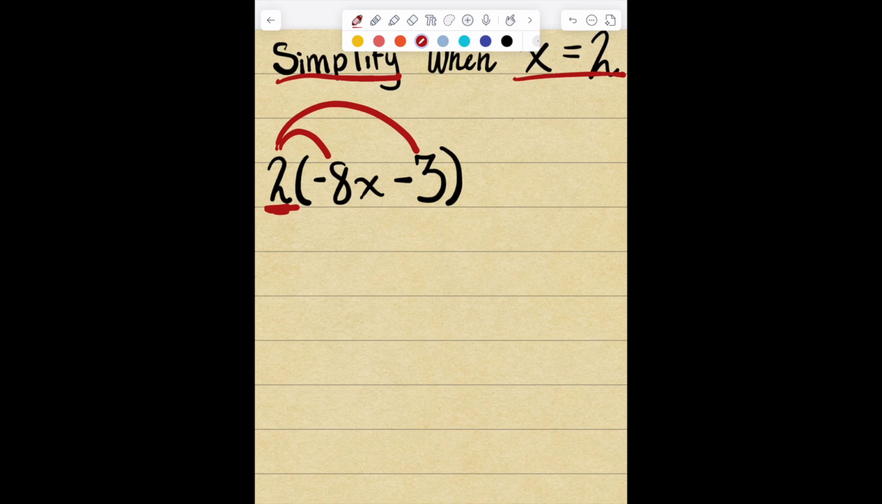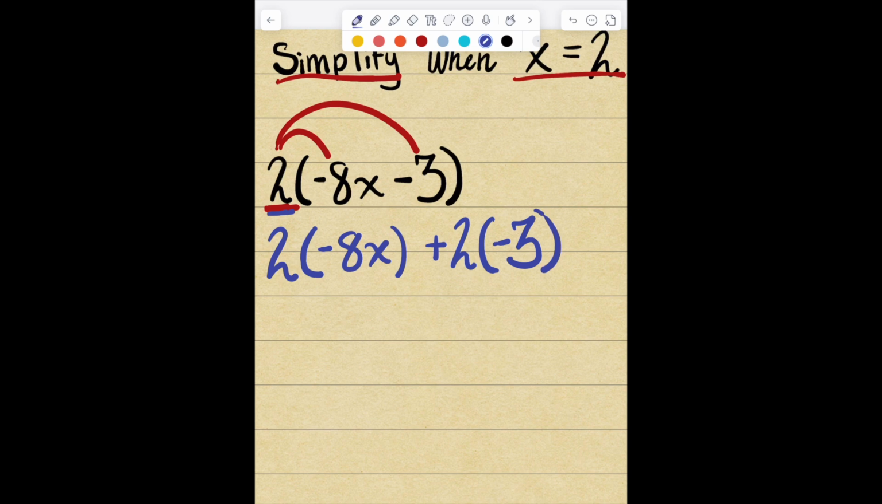Now notice that 2 is positive because there's not a negative. So we're going to write positive 2 times, so using your parentheses, times negative 8x in parentheses. Okay, but then 2 has to go in a second time. So again, we're going to do positive 2 times negative 3. Now remember, parentheses mean times.